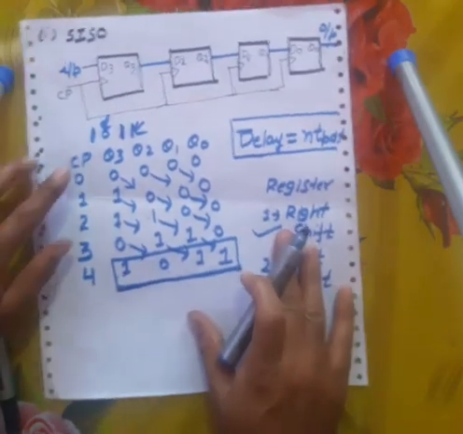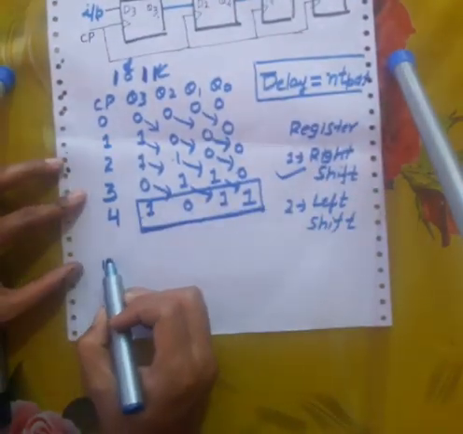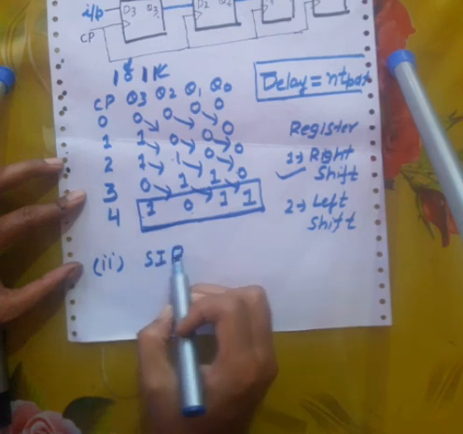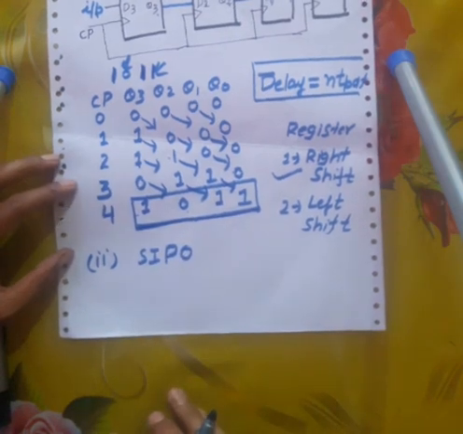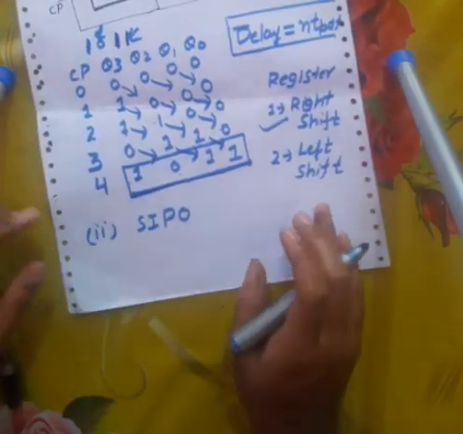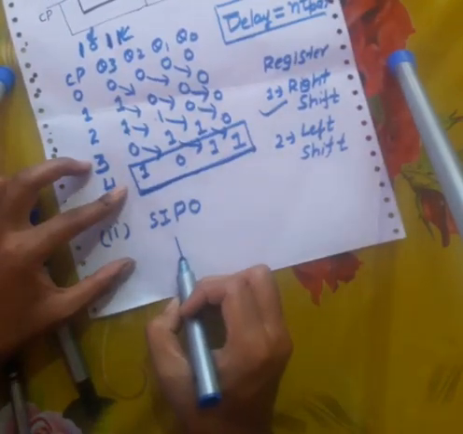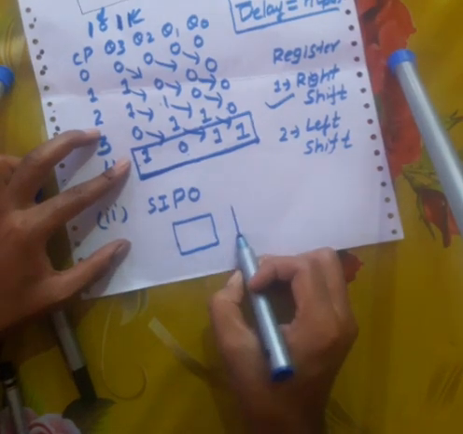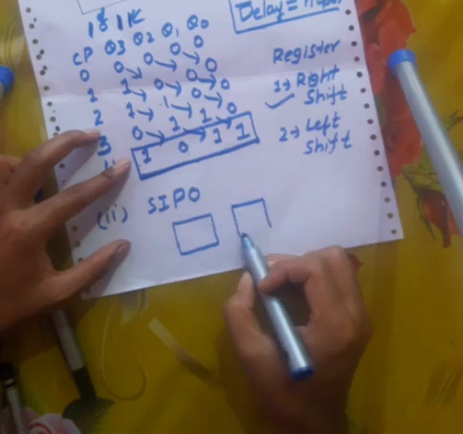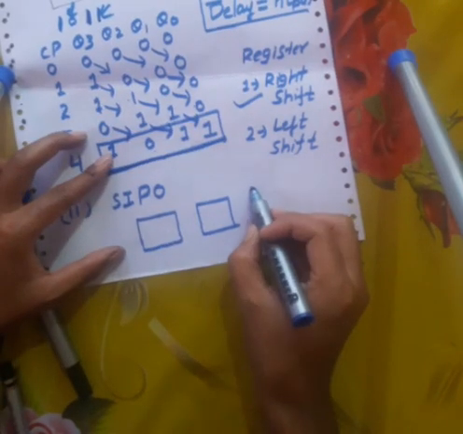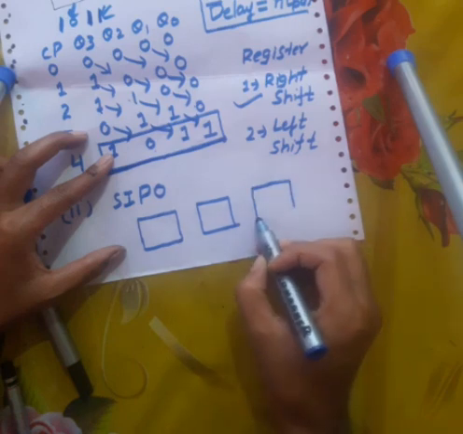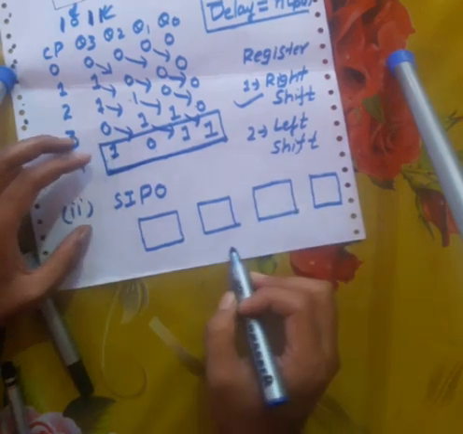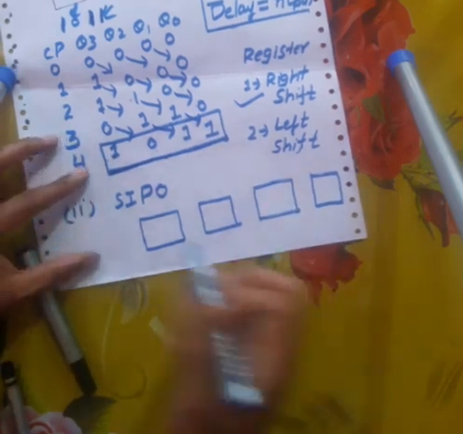Now come to the second type: serial in, parallel out register. Suppose this is flip-flop 1, 2, 3, and this is your 4. Again I am implementing a right shift 4-bit serial in, parallel out register. I will take right shift as the reference.